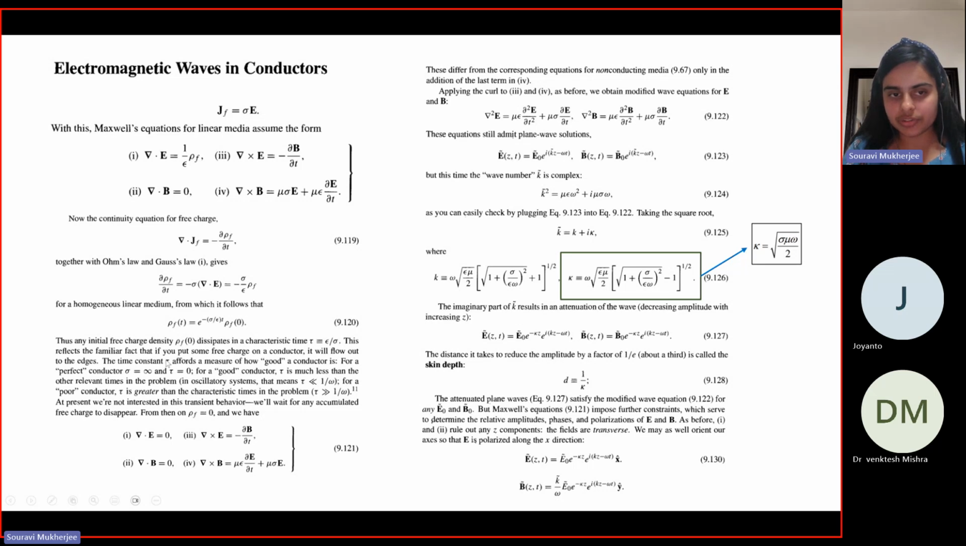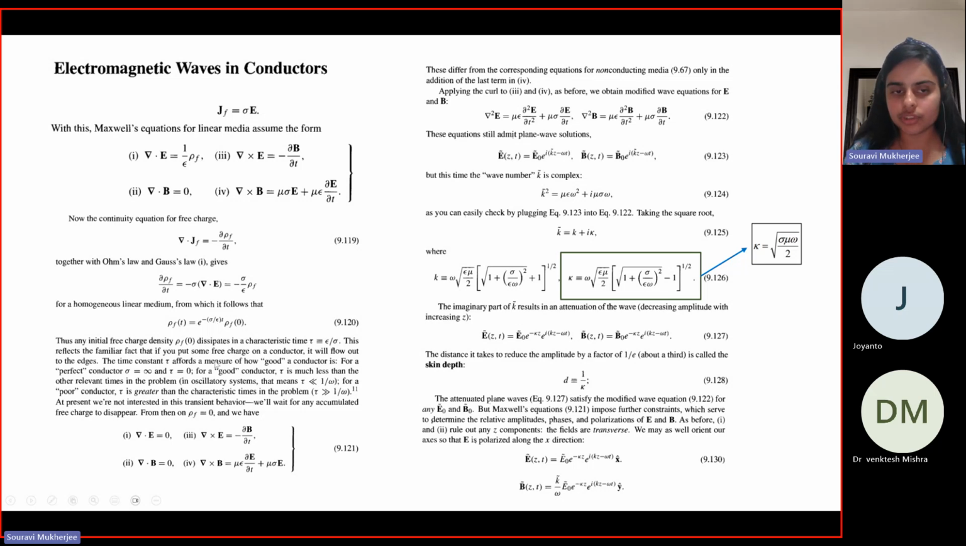And from here, an interesting point comes in. You can see that the free charge density dissipates with a characteristic time scale given as epsilon by sigma. So what is this time scale? If you remember, when you have a conductor, we said that if you put some charge on a conductor, the charge goes and gets distributed on the surface. That means the volume charge gradually dissipates. And this is the time scale of how fast this dissipation happens.